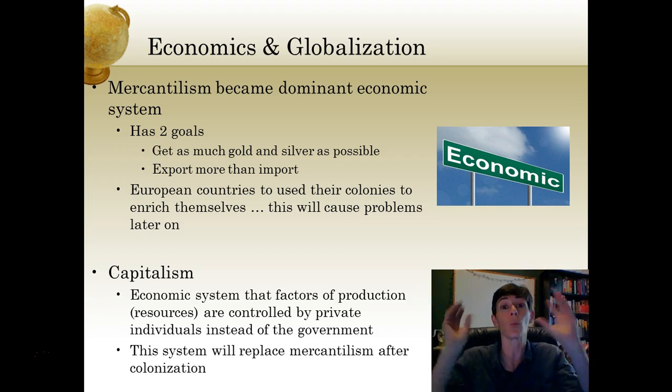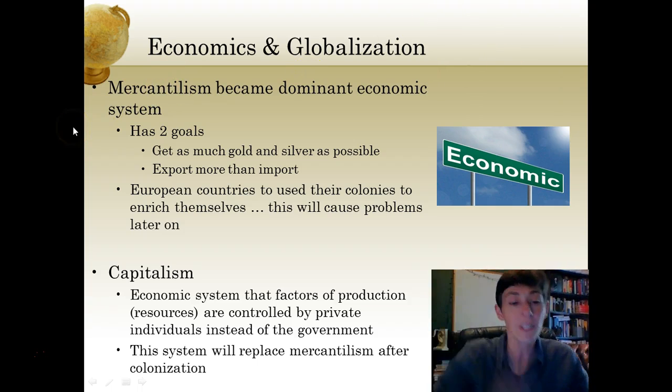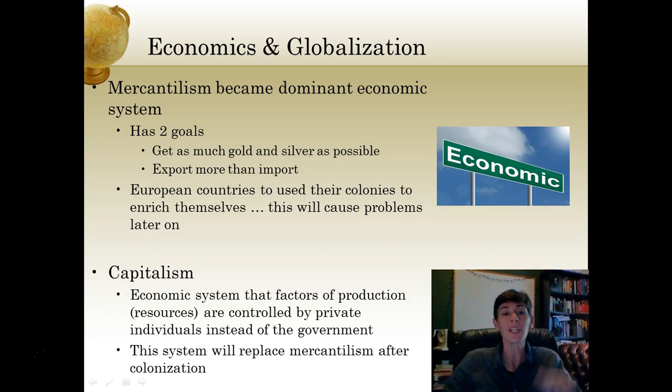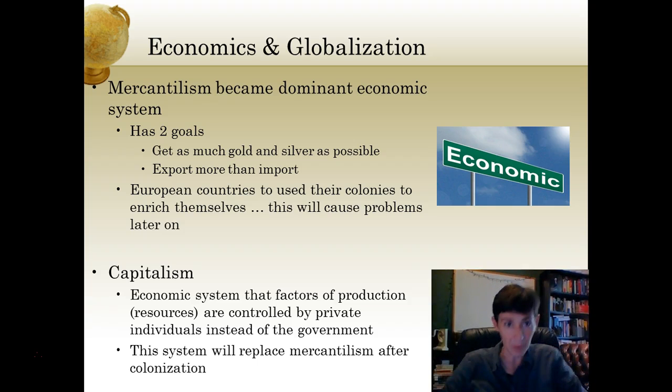So the economic system was mercantilism, or mercantilism, depending on how you want to pronounce it. So that's the dominant system, right? It has two goals: get as much gold and silver as possible, and export more than you import. All right, so you want to sell more of your stuff than you buy of other people's stuff.